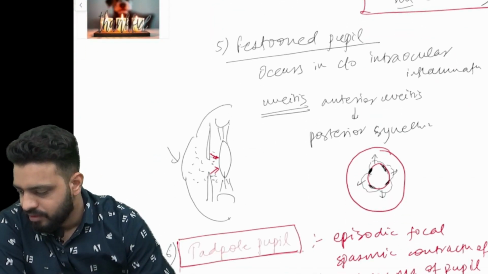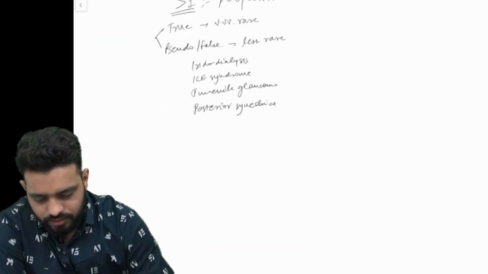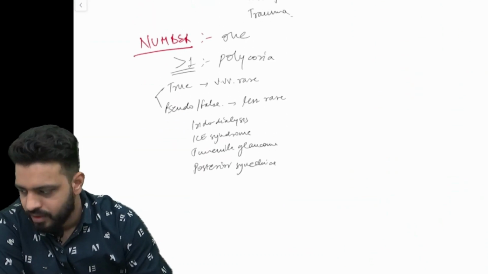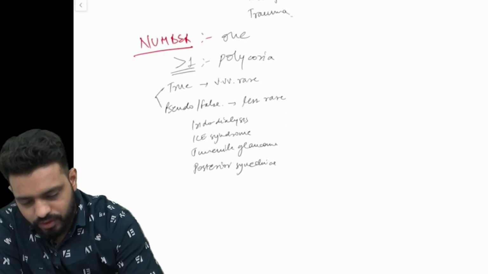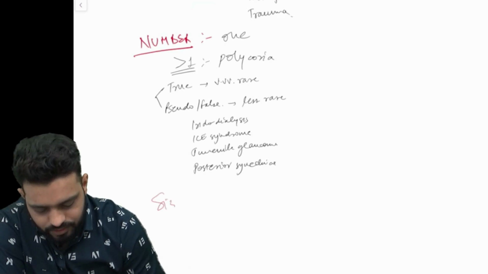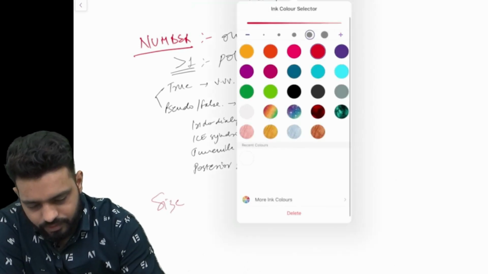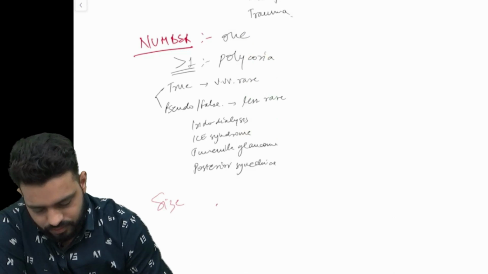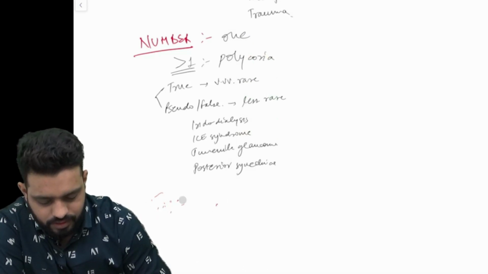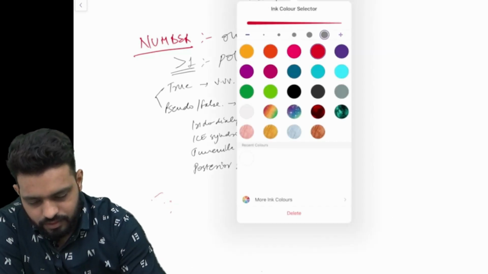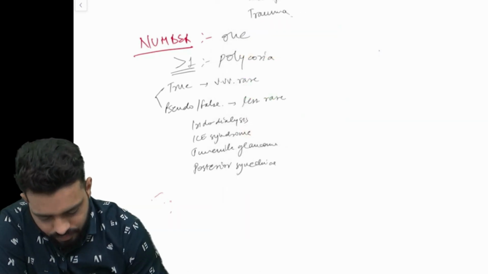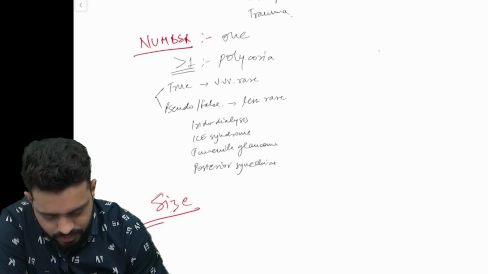Now we have talked about the number. Now we'll move on to the size. It's too small to be seen, let's just erase it. Now we move on to the size.